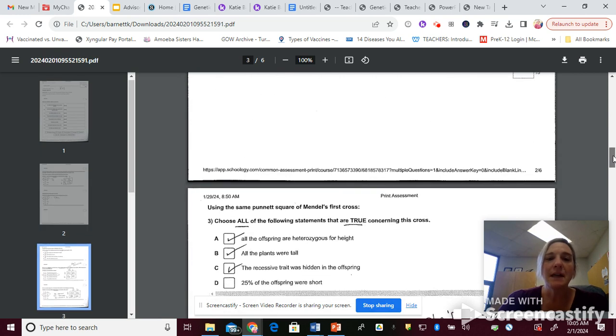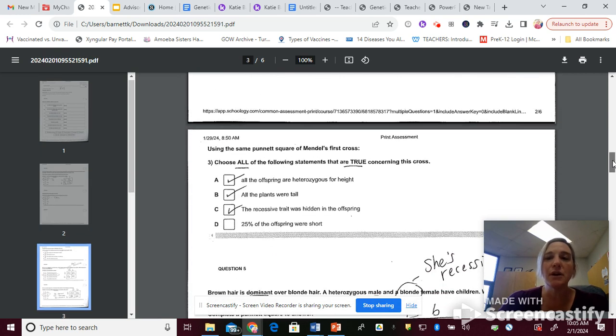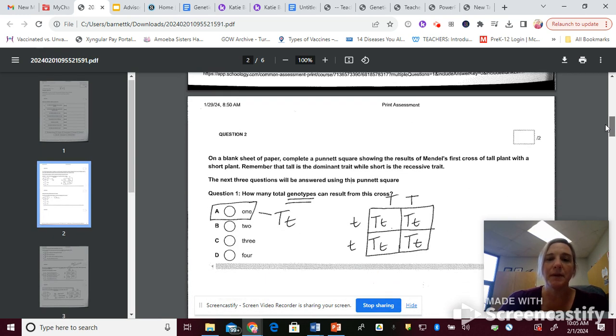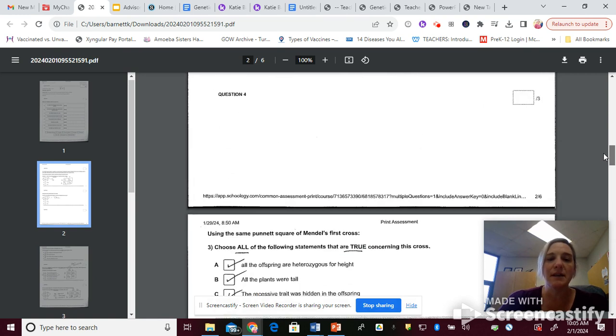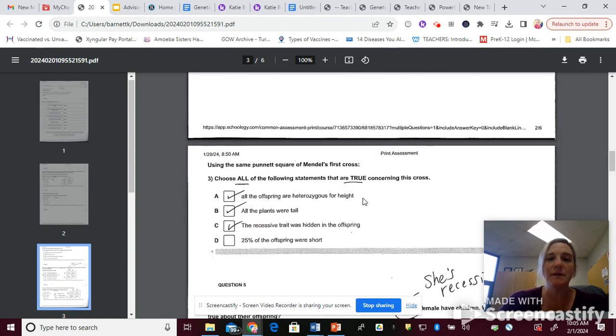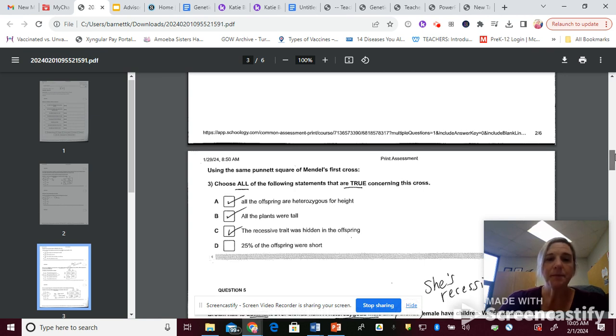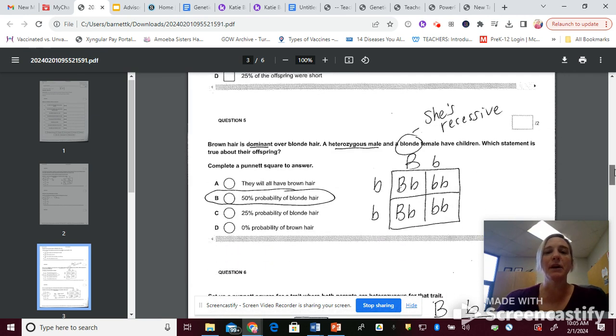Question 4 says choose all of the following that are true about this cross. Is it true that all the offspring were heterozygous? Yes, they're all big T, little t. Were they all tall? Yes. Was the recessive trait hidden? Yes, because they all were carriers. They all carried a little t. Were 25% of the offspring short? No.